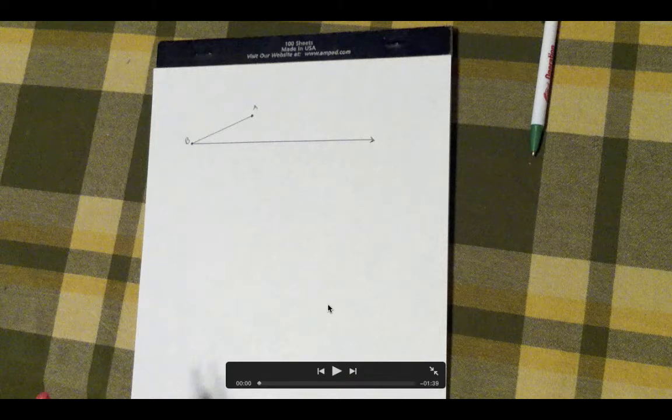Okay, so the first thing is I want you to just see that there is this ray, B, and then this line segment, AB. Okay, so let's go ahead and watch this video.